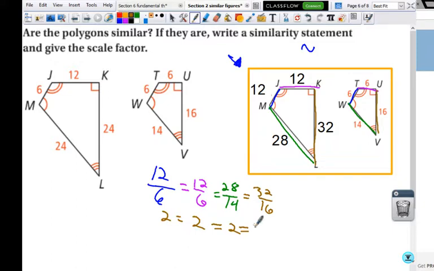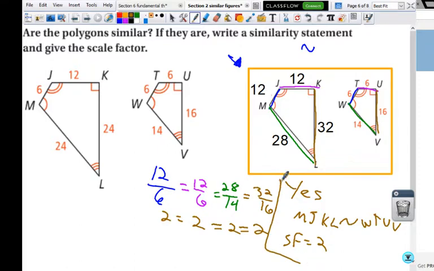2. Are these all similar? Yes. So that means we have similar shapes, so I'm going to go yes. And then my statement, I'm just going to go M, J, K, L, with my squiggly for similar, W, T, U, V. And then my scale factor is what, Caleb? 2. Easy. So the scale factor equals 2. That's it. All right, that's my final answer there.